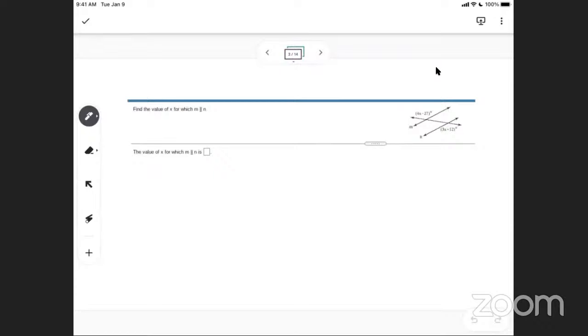For what value of x is m and n parallel? So again, in this instance, notice these are alternate exterior angles. So these are the two lines in question. This is the transversal, and these angles are alternate exterior, and those also have to be equal to each other. So again, we set up an equation: 3x plus 12 equals 4x minus 27.